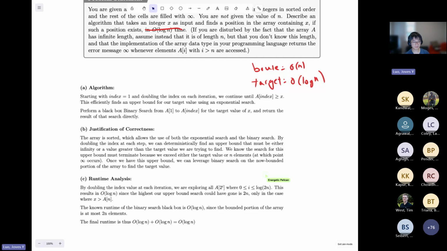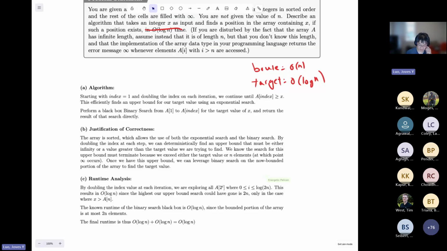So then when we justify it, we say, okay, the array is sorted, a key detail, which allows the use of both the exponential search and the binary search. What is the exponential search? Well, we defined it in our algorithm. We call this exponential search. So the array being sorted gives us access to both of these algorithms. By doubling the index at each step, we can deterministically find an upper bound that must be either infinity or a value greater than the target. We know the search with this upper bound must terminate because we exceed either the target or we hit infinity. Once we have the upper bound, we can leverage binary search on a now bounded portion of the array to find the target.